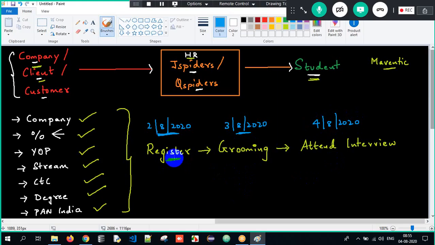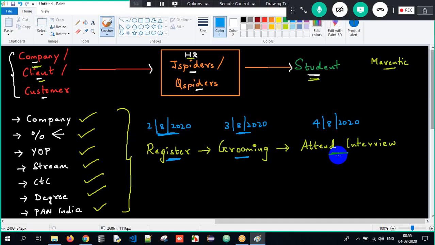So if you are eligible, you will register. Once you're done registering here, we will groom you. Once after grooming, you will attend the interviews. This is the pattern which we follow here majority of the times. Here and there it might change, but this is the basic pattern which you are supposed to remember here.